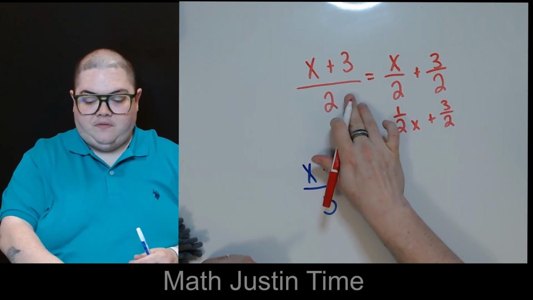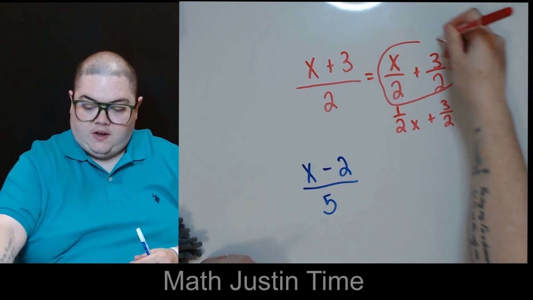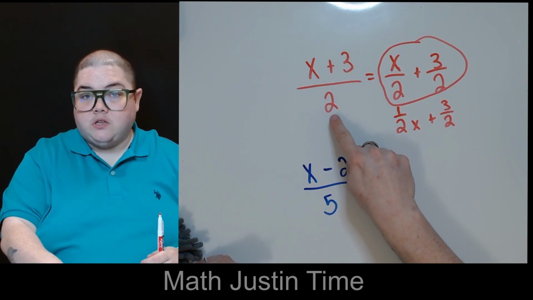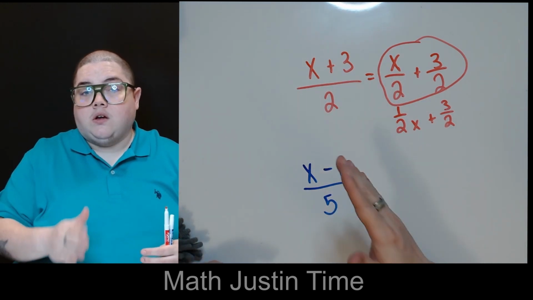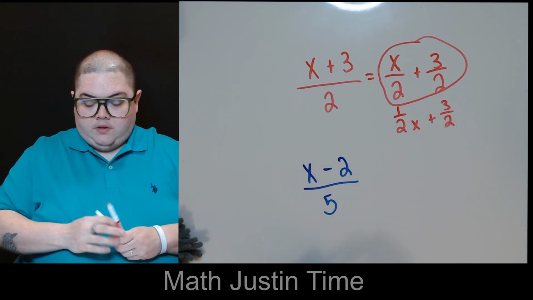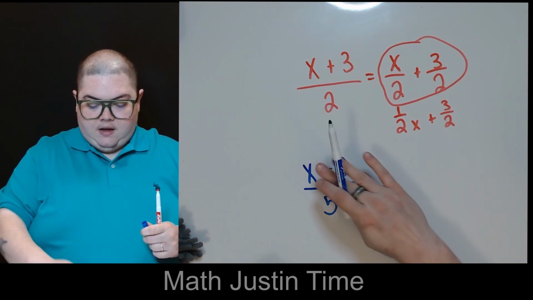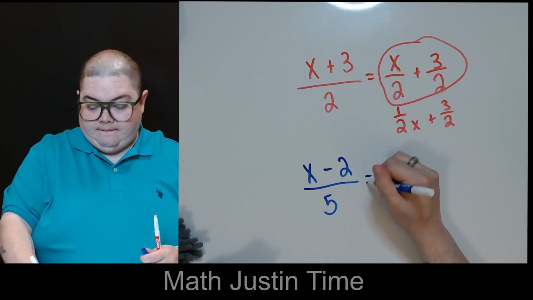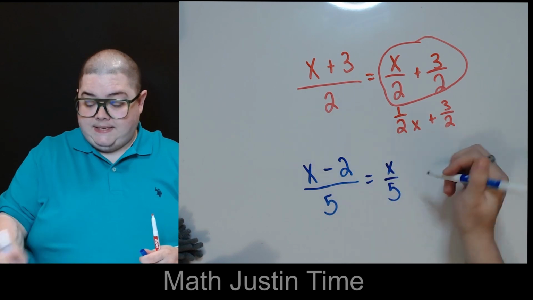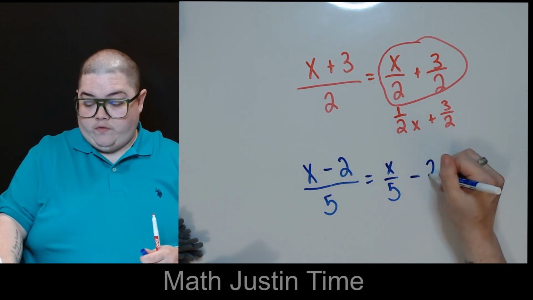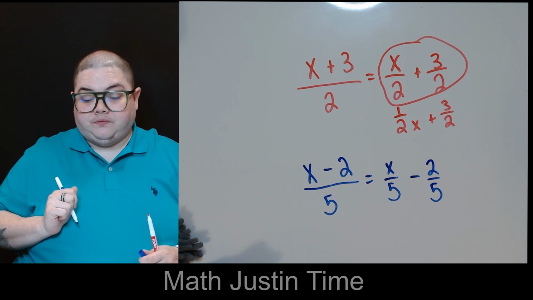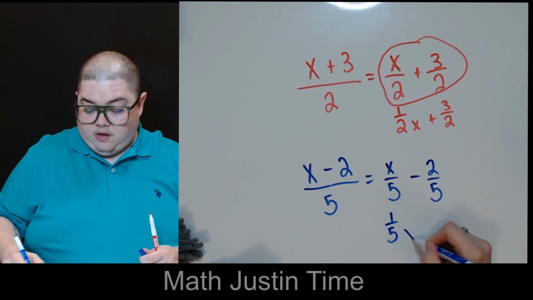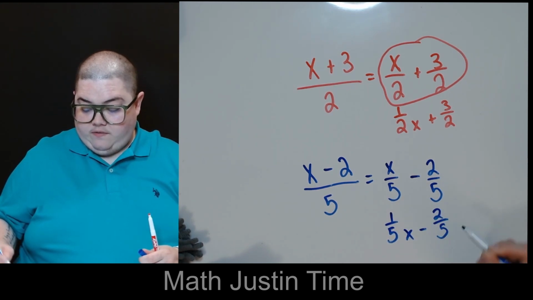This looks a whole lot different from this, but I just want to focus on this for a second. If you're going to split this up, you have to make sure the 2, because it's on the denominator, goes with each thing on the top. So let's look at this one. If we had x over 5, now there's a minus sign here, and then we would have 2 over 5. We can always rewrite this too as 1/5 x minus 2 over 5.